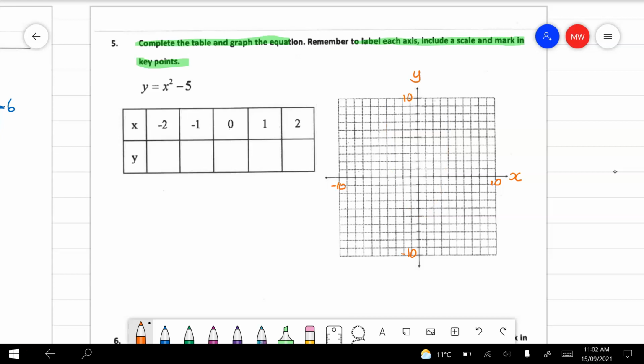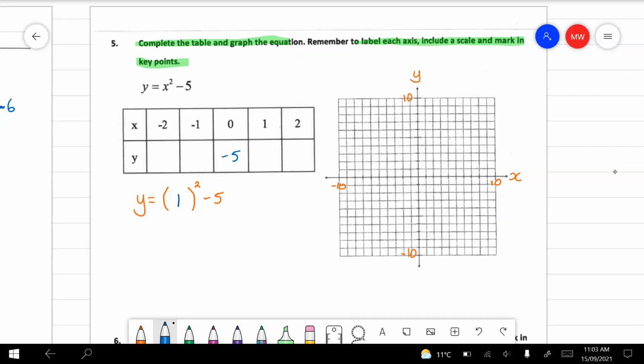And the way to do that is substitution. So this table is saying when x is 0, 1, 2, or minus 1 and minus 2, what's y going to be? If you've got a calculator, the easiest thing to do is to set your calculator up with some brackets wherever there's an x, and that way you can just keep changing the value. So if x is 0, 0 squared is nothing, and nothing minus 5 is minus 5. And then you can skip back and change that, or we can just do this in your head.